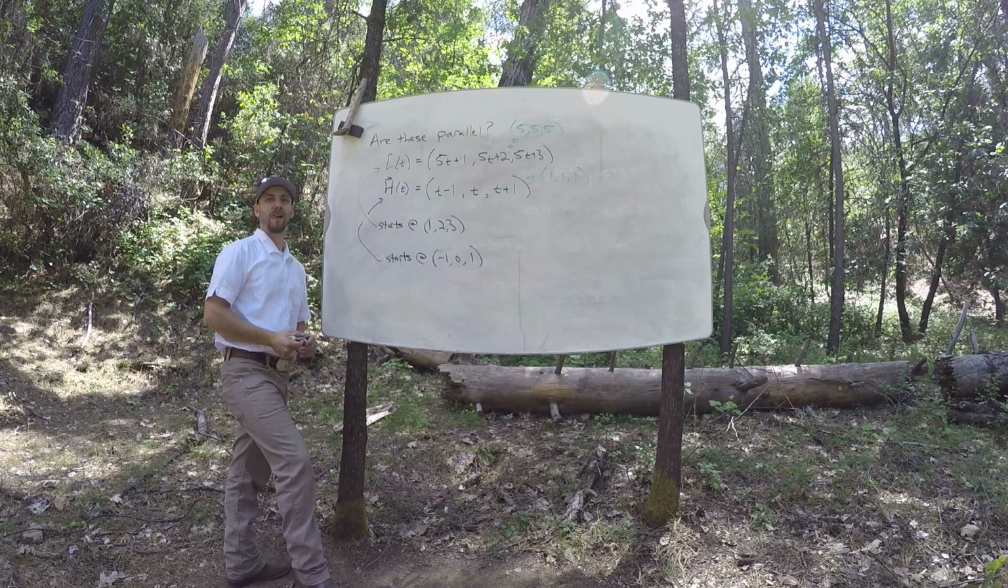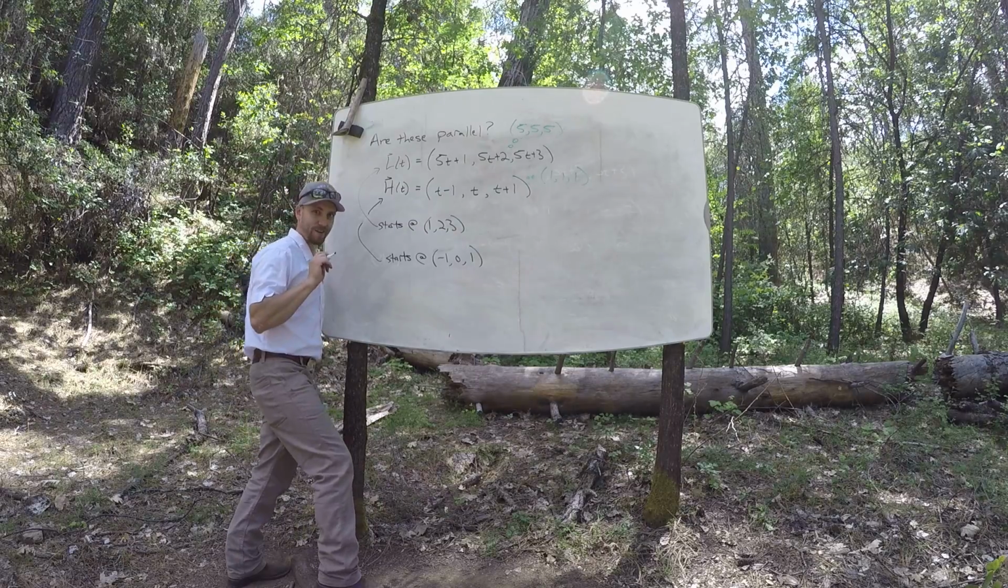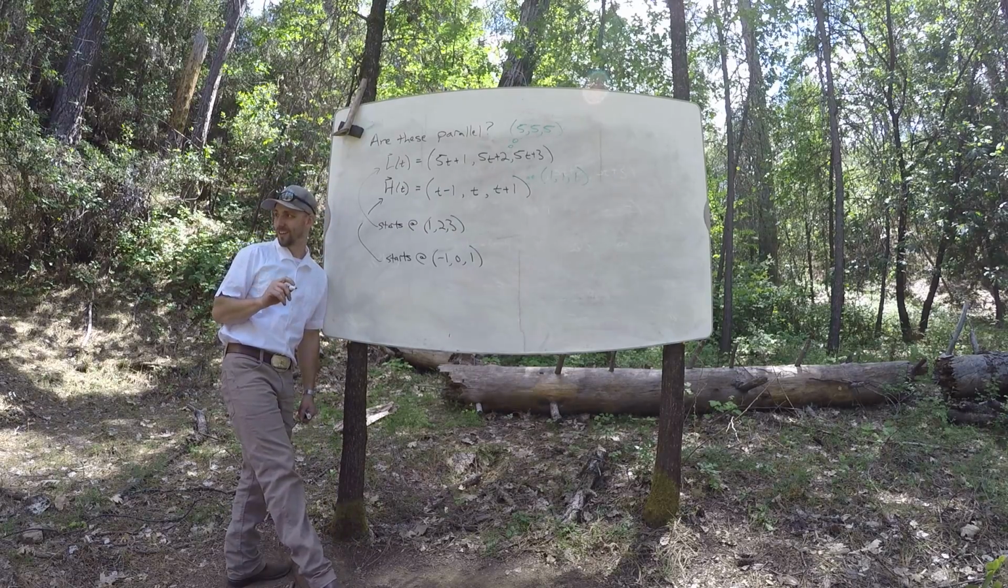What if your line was like 5, 10, 15? What would be parallel to that? Oh, hang on. Okay. There's an issue here.